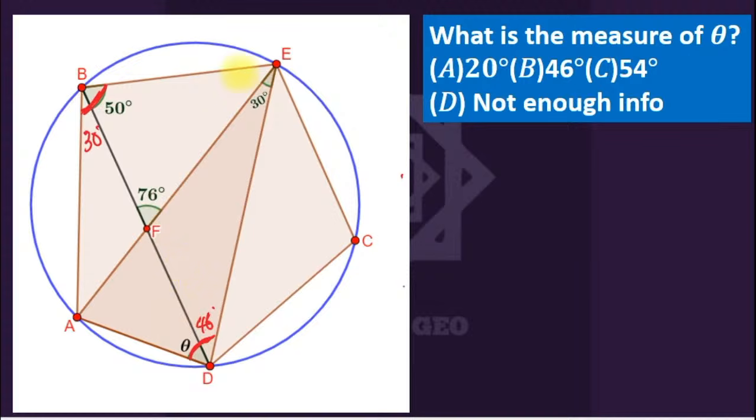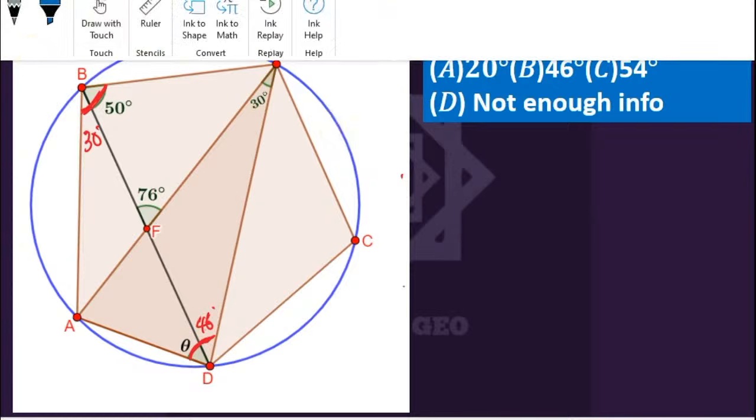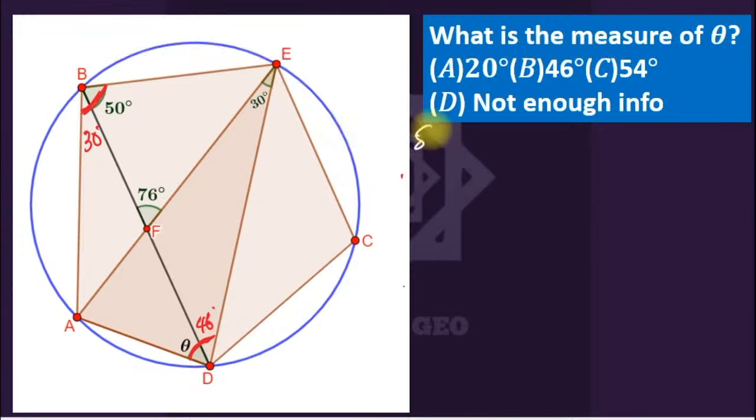So let's state what we've done, because you need to tell them how you got your answers. First of all, we say that angle ABD is 30 degrees. Why? By the theorem.